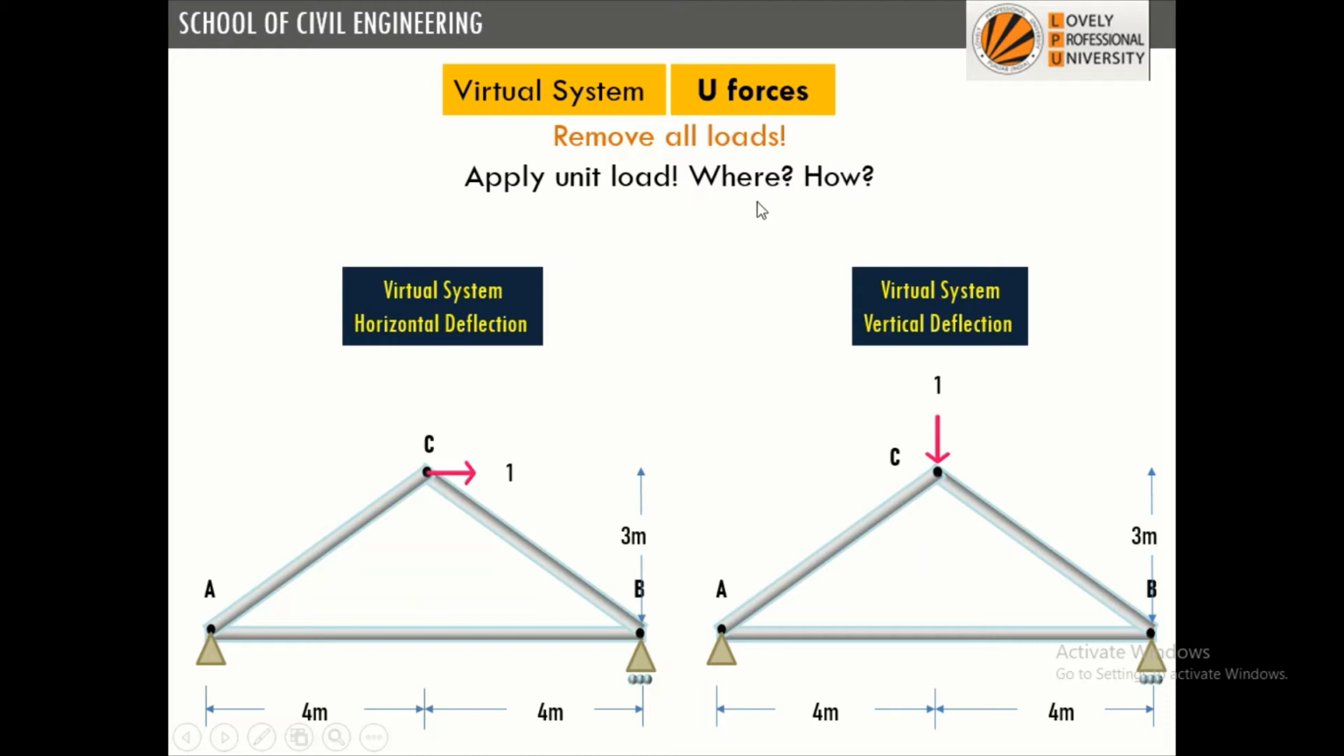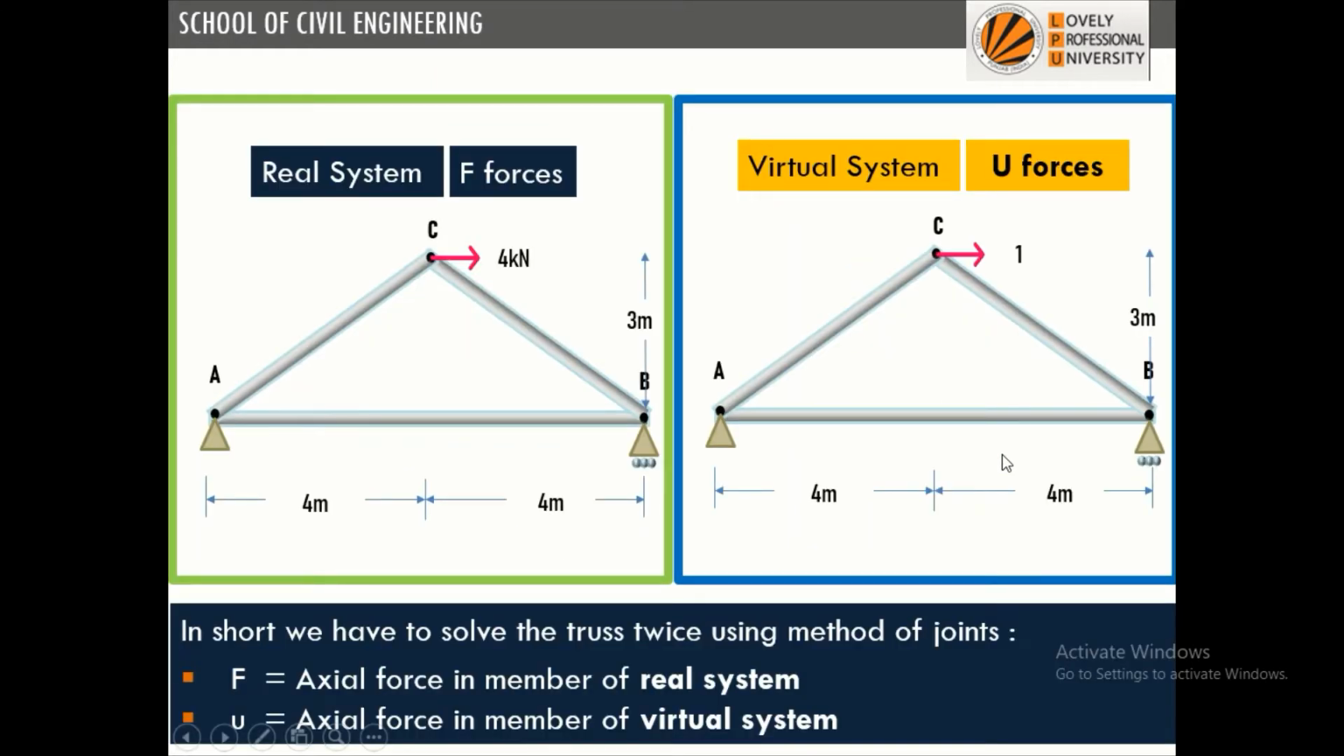The first answer is we should apply it at the point where deflection is required. Suppose we want horizontal deflection, so we will put the unit load in the horizontal direction, and suppose we want vertical deflection, we will put the unit load in the vertical direction. So this is the real system and this is the virtual system, in which we have removed the applied load and replaced it with the unit load in the same direction in which deflection is required.